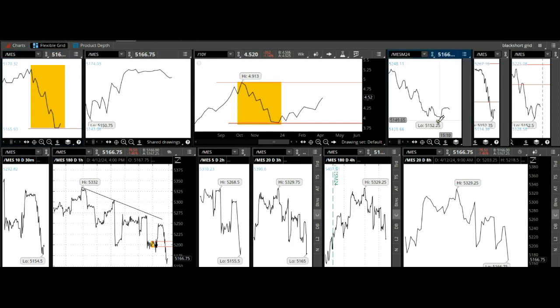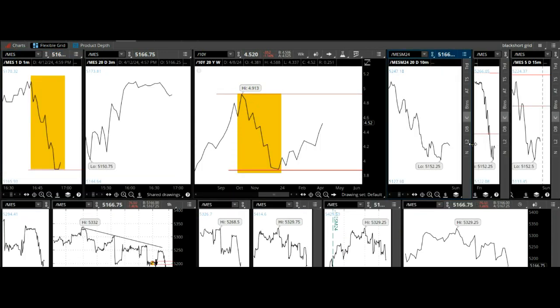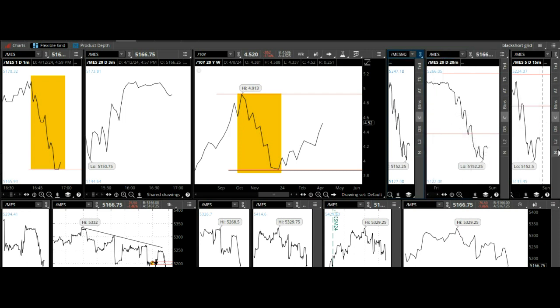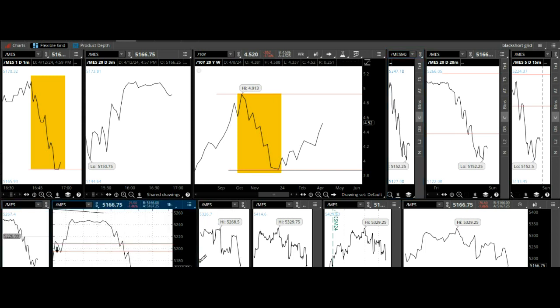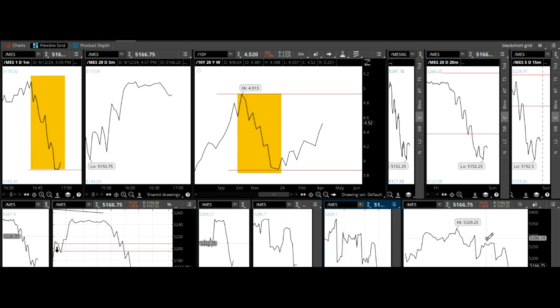A quick look at the other time frames. Not too clear here. Not too clear there. We don't have anything there. Well, no. We have basically straight lines, so we can kind of ignore that.